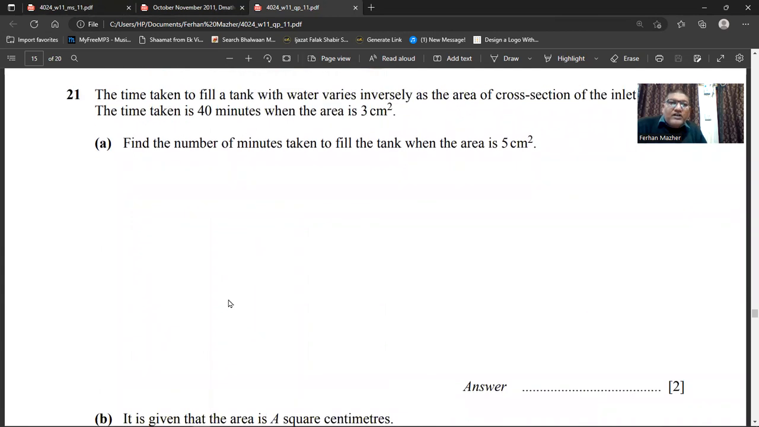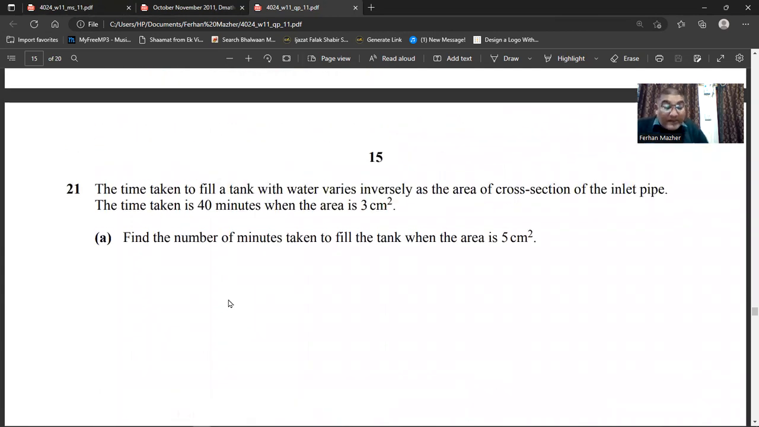So it's a 2 marks question, question number 21. It says the time taken to fill a tank with water varies inversely as the area of the cross section of the inlet pipe. The time taken is 40 minutes when the area is 3 centimeters square. Find the number of minutes taken to fill the tank when the area is 5 centimeters square. This question is about inverse proportion.